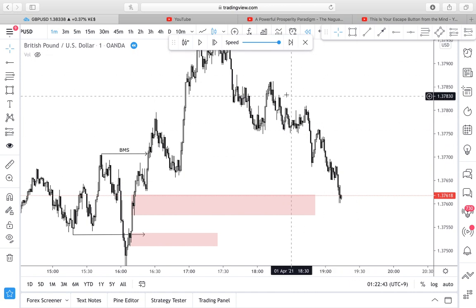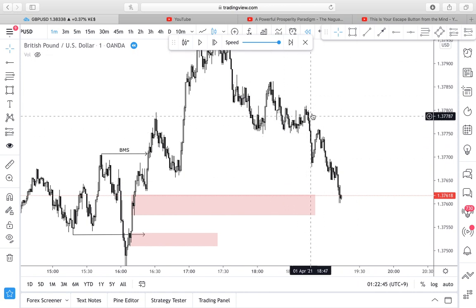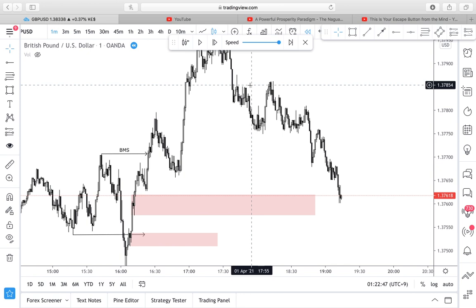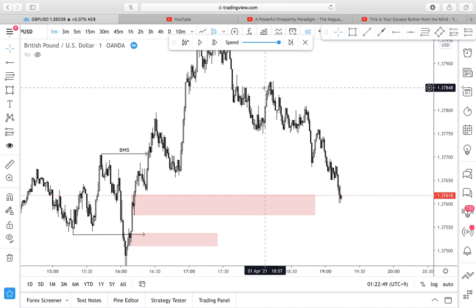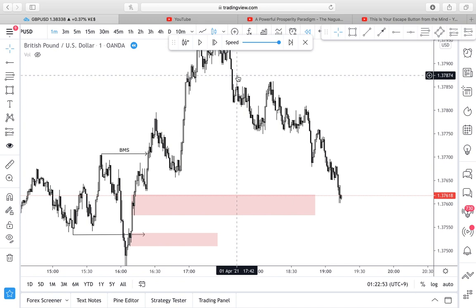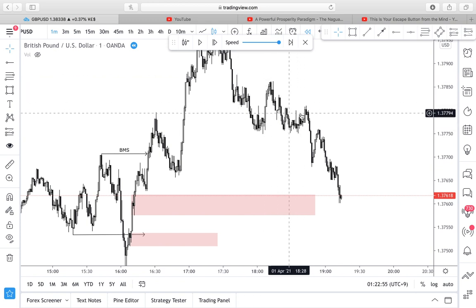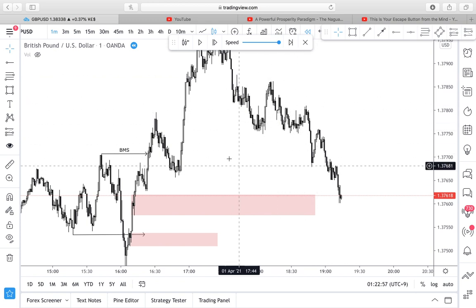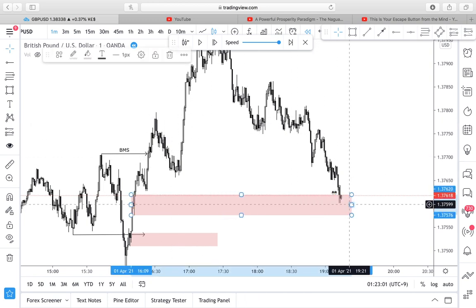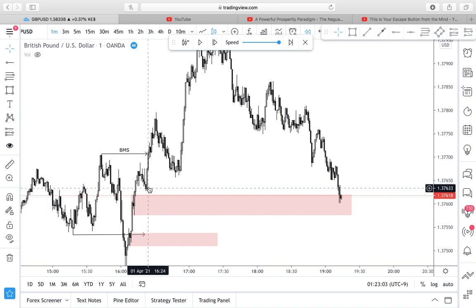and it never gave us that. It didn't give us a 1-minute BMS to the upside. I guess you can count this as a BMS, but I wouldn't. Me personally, I'd rather wait to see this get broken, but it didn't break any relevant structure to the upside, so I wouldn't have entered off here anyway. But yeah, I entered off here because of the liquidity resting above it.